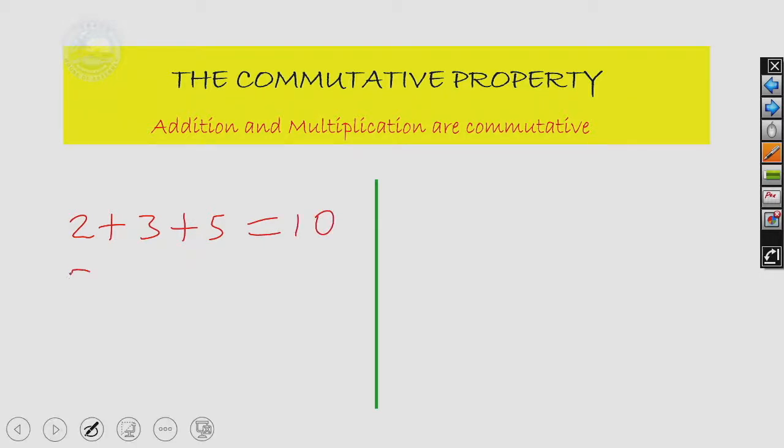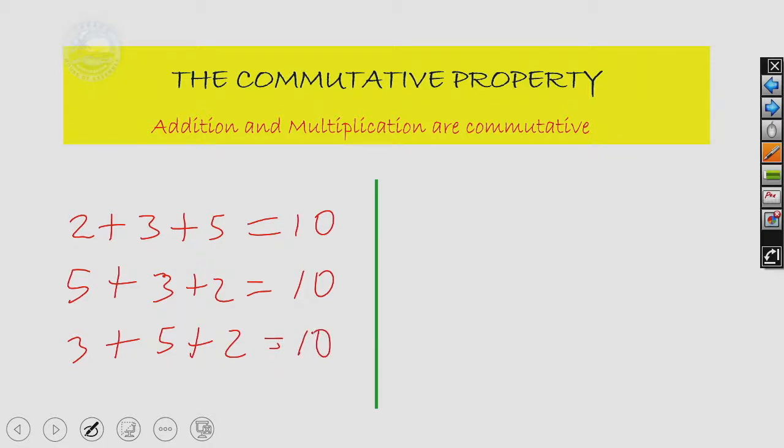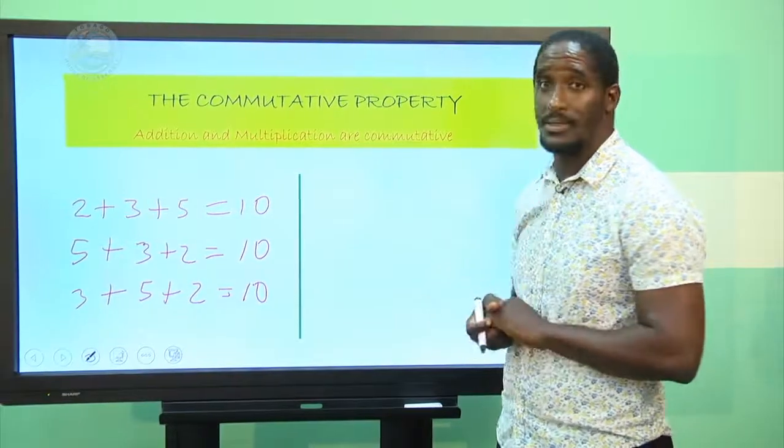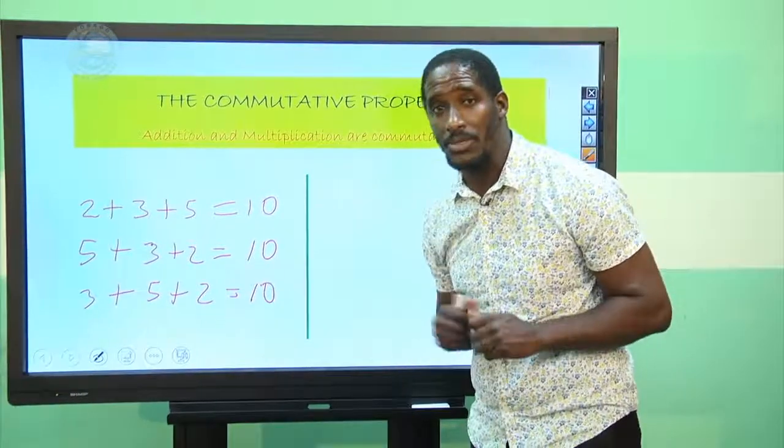What about this one? 5 plus 3 plus 2 is going to give me what? 5 plus 3 is 8. 8 plus 2 is 10. What about this one? 3 plus 5 plus 2. 3 plus 5 is 8. 8 plus 2 is, again, 10. So here we see that regardless of how we arrange the numbers, the answer is still the same. And that's basically the commutative property.